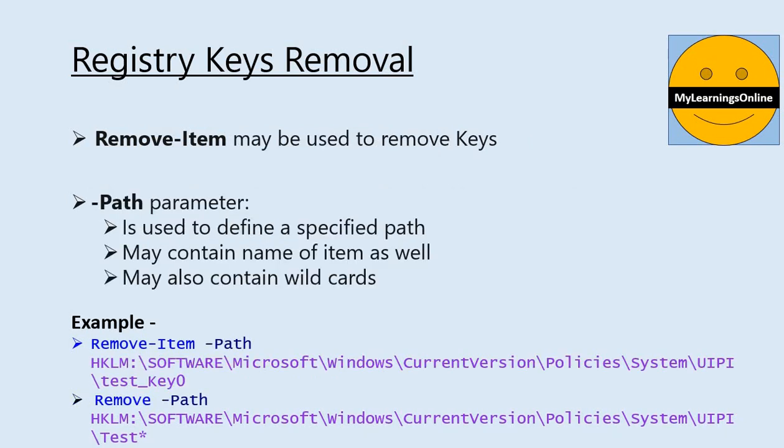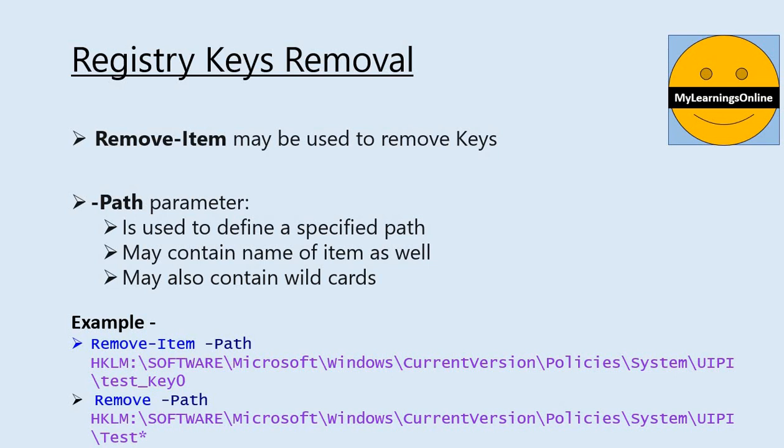Path parameter is used to specify path where registry key exists that we need to remove. This parameter accepts wildcard and also we can specify name of item in path parameter only. As you can see in this example, we have specified name of registry key in path only. And in second command of this example, we have specified path using wildcards so that we can remove multiple registry keys in single action.